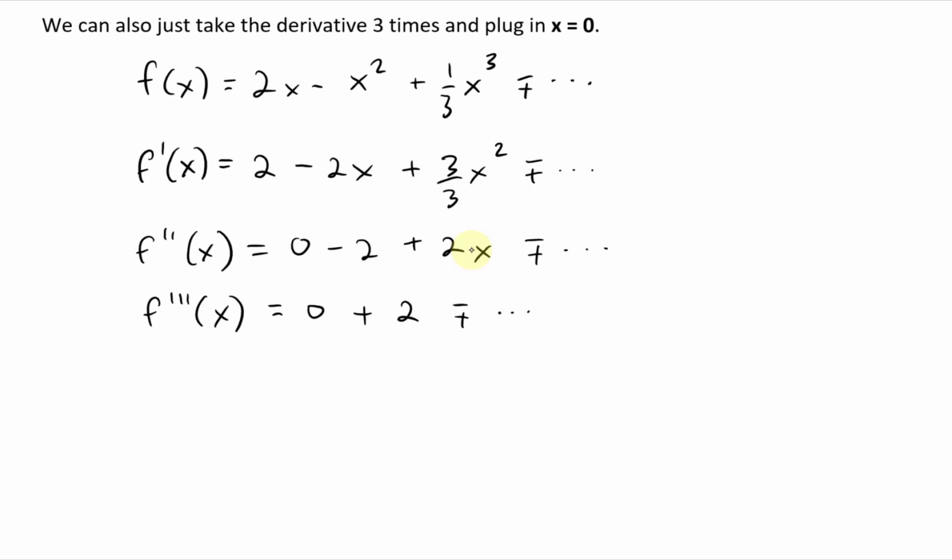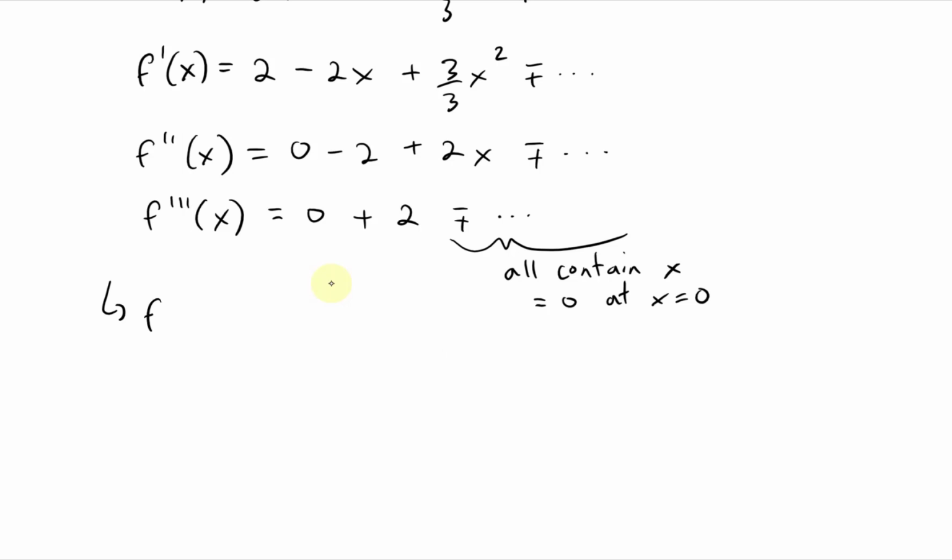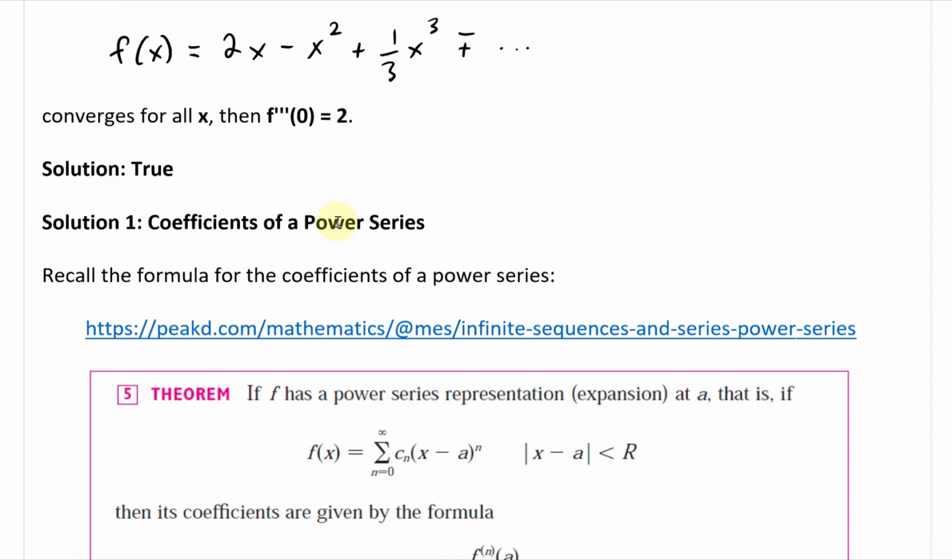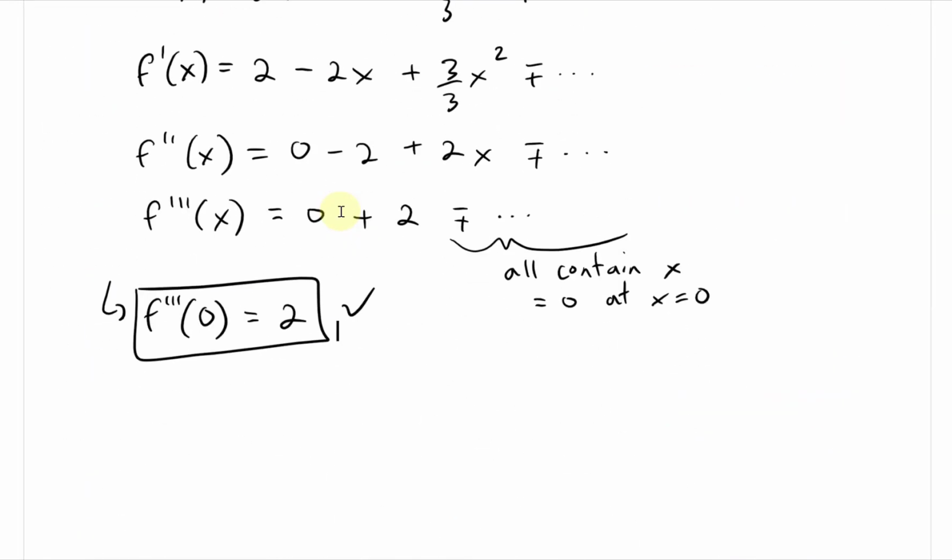And all these terms over here all contain x, and they go to 0 as x equals 0. So they all equal 0. Or better yet, when we plug in 0 there, this one equals 0 at x equals 0. So plug that inside. So we get f triple prime at x equals 0 equals just 2. And everything else vanishes. And this is the same as what we were asked. So f triple prime of 0 is equal to 2. So the third derivative at 0.